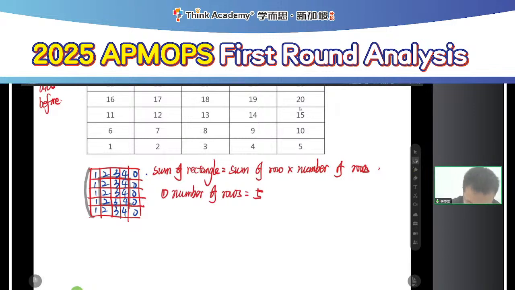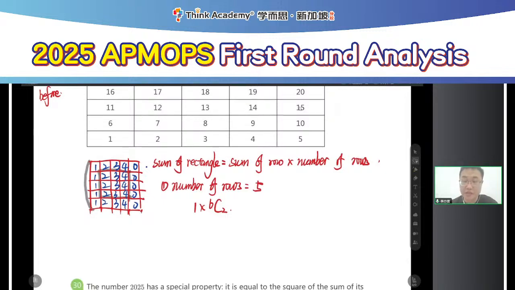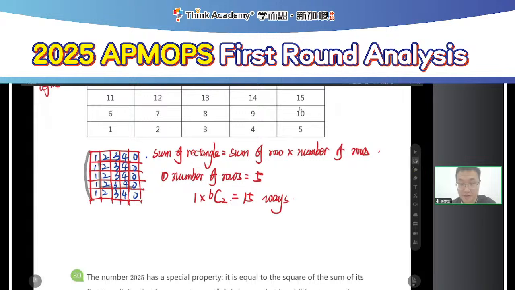So which means, now we have 1, 2, 3, 4, 5, 6. We have 6 vertices. So now we should have 6 choose 2 ways to determine the horizontal side. So we have 15 different horizontal sides. So now we have 15 ways to make a rectangle. Right? Okay. And so this is the first case.